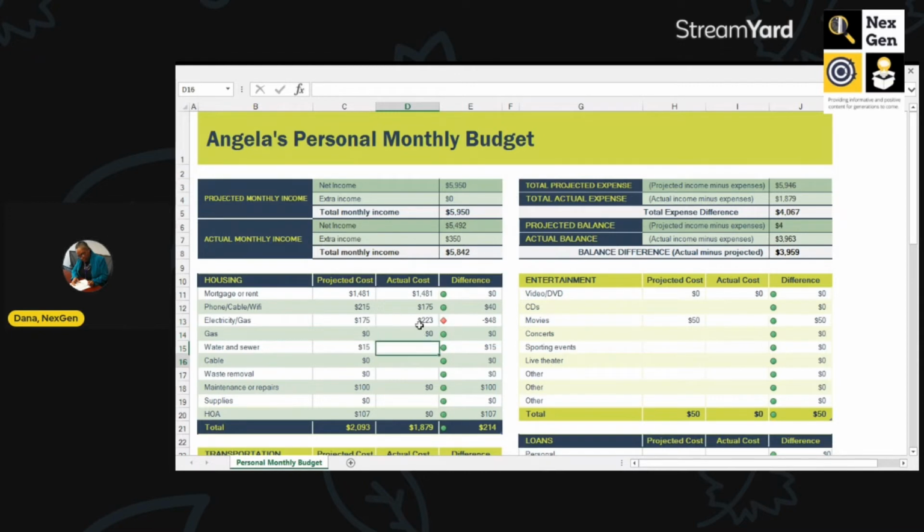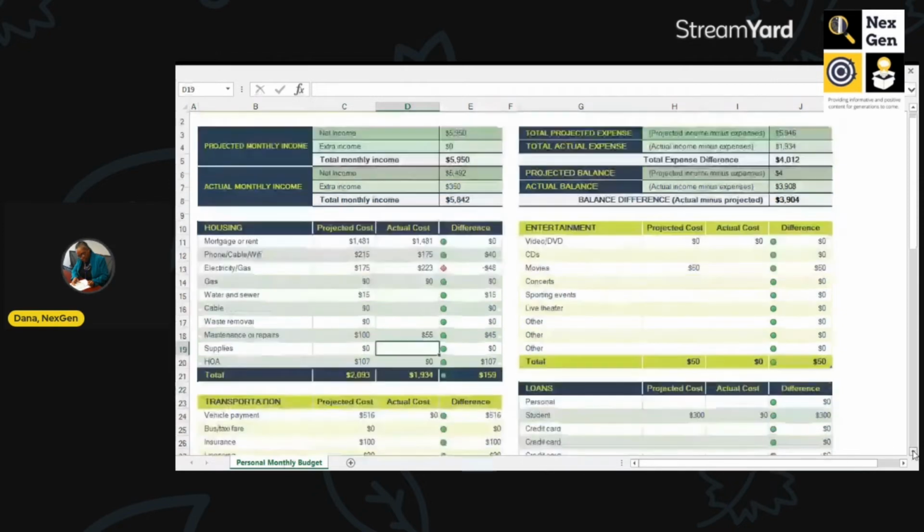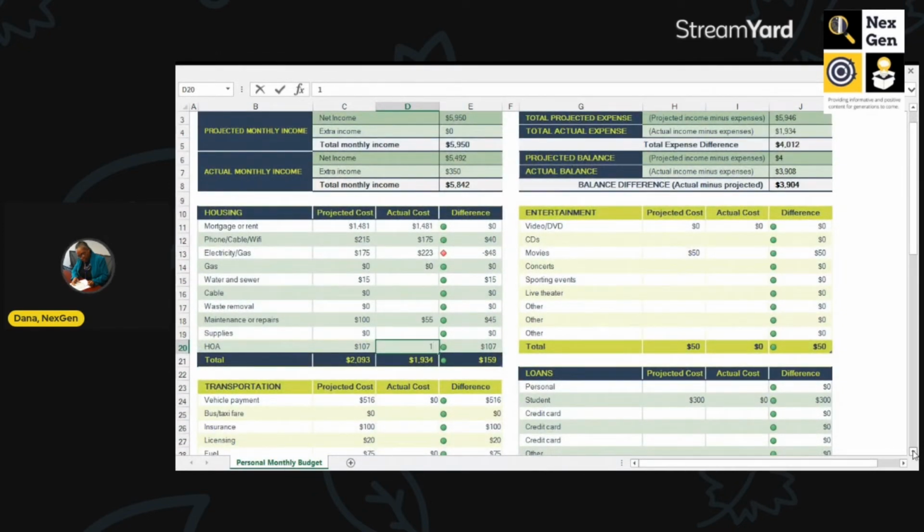All right. So we had a really big snow, and she had someone shovel her snow, so she paid them $55. That's why we're going to put that there. And of course, for her homeowners association, that amount is the same for this year. So you can see that for her housing, the projected was $293. Her actual was 2,041. And even though her electric and gas went up $48, she has a difference of a positive 52.